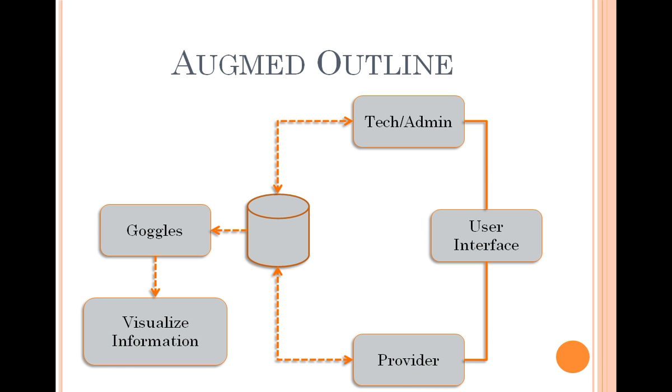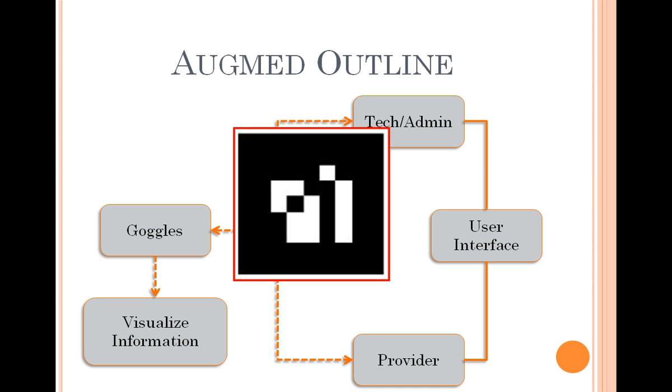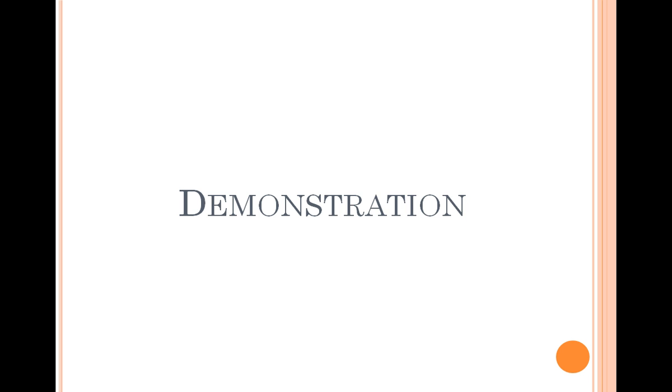Its design is based on two interacting components, the user interface and the goggles. The goggles render patient information from a database. A healthcare provider or technician can interact with the user interface, and any modifications made to the UI will be updated within 1 second on the goggles. But this is all based on the goggles' ability to detect the fiduciary markers on the medical equipment. So how about a short demonstration?